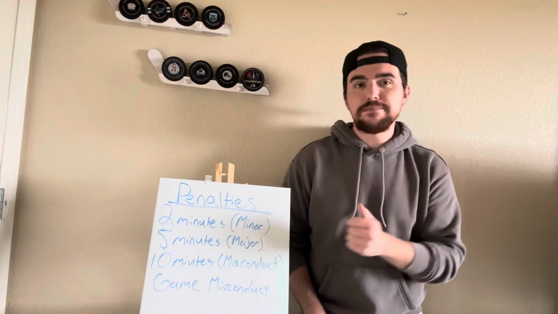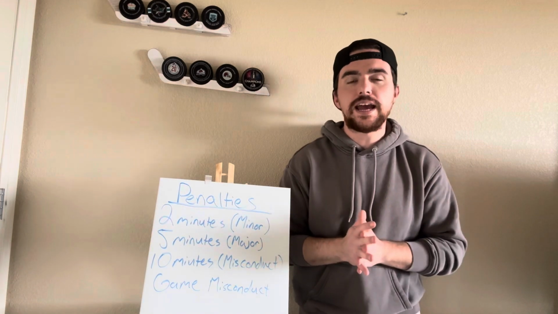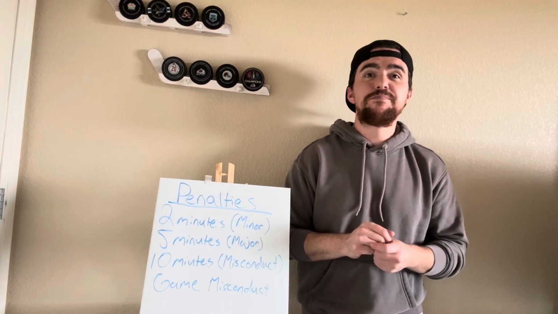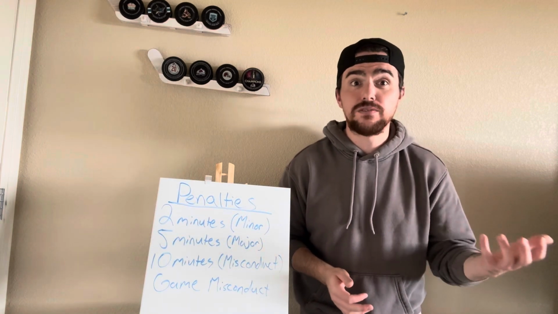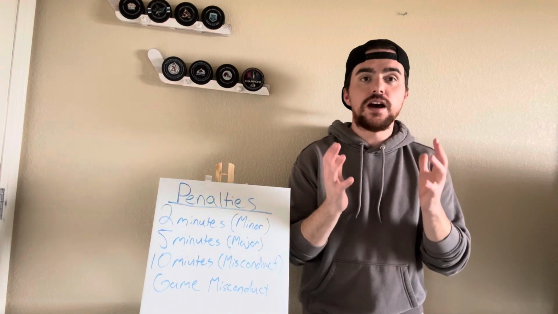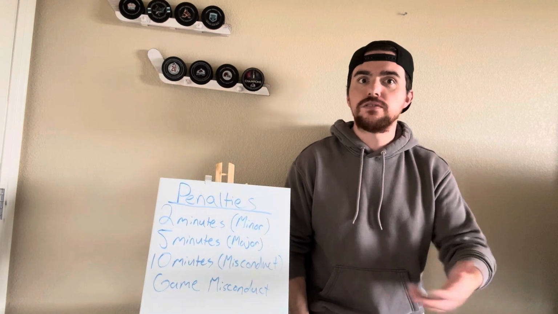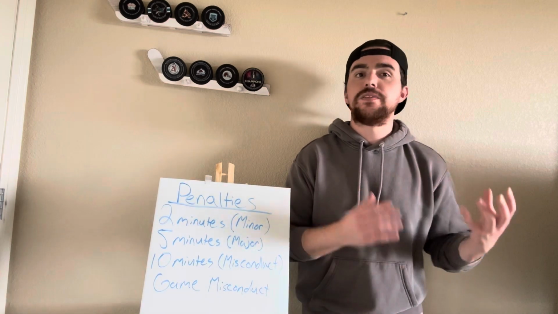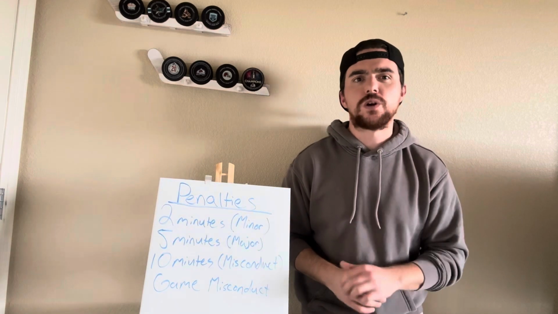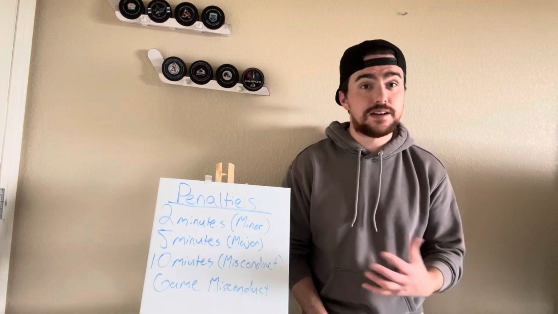And then we have 10-minute misconducts. Now these are a little bit weird. This is super uncommon, and it happens usually when fights happen, but it's where the player just has to kind of sit out for 10 minutes. There's not a change in the power on the ice, so it stays even strength. The player just has to sit out for 10 minutes. So it's not like one team is going to have a 5-on-4 for 10 minutes. That's not how that works. It's a weird thing, it doesn't happen very often, but essentially it's a 10-minute timeout.